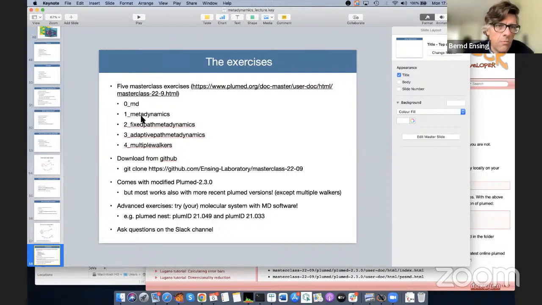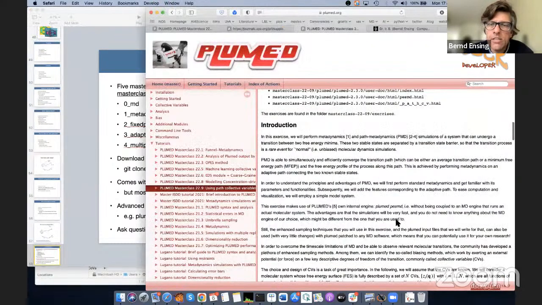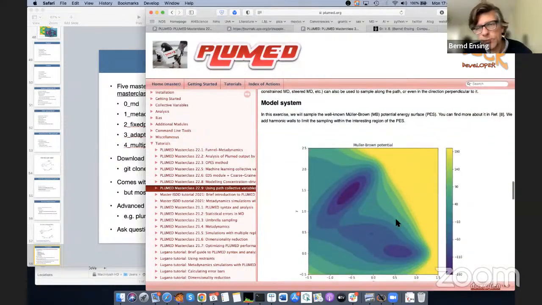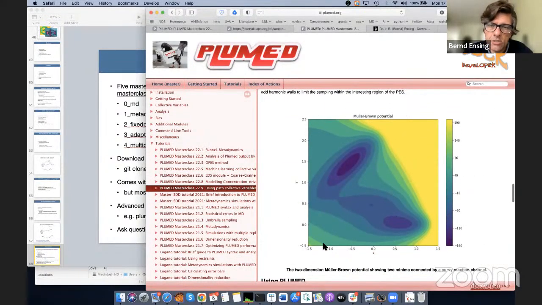Final note. If you think, oh, this is all too easy for me, because this is actually working on a relatively simple potential, so no molecules involved. This is the famous Muller-Brown potential with 2 collective variables, and there's 2 minima here, and maybe a small minimum there as well. And we have to find the path here and get the free energy profile.